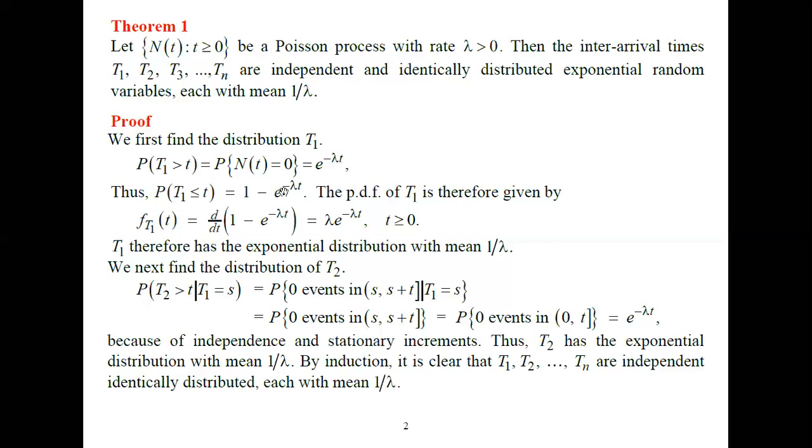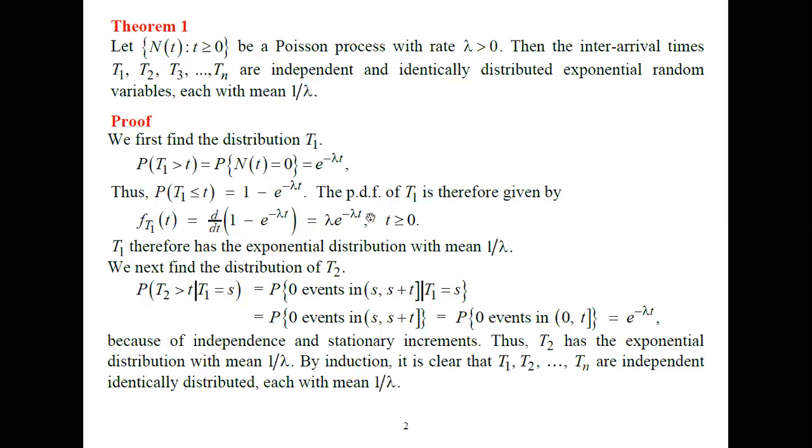How do you determine the PDF when we know the distribution function? You differentiate. This is the distribution function, T1 less or equal to t. When you differentiate, you get lambda e raised to the power minus lambda t. So this is the PDF of T1. So T1 therefore has the exponential distribution.